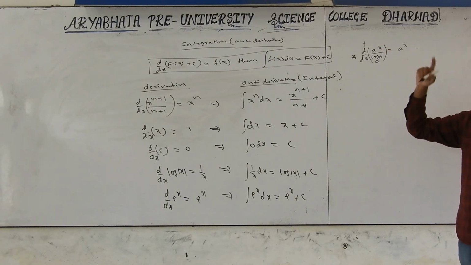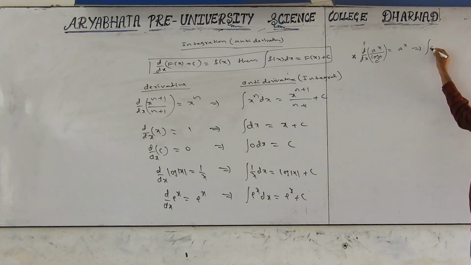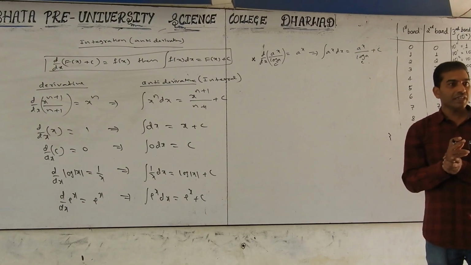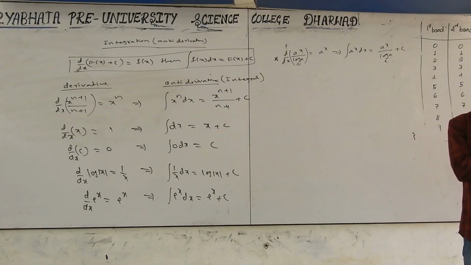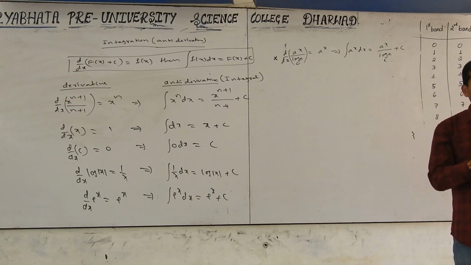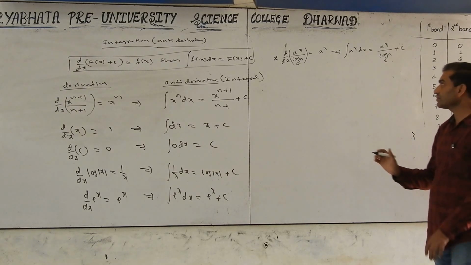Standard formula you have to create. Antiderivative of a power x dx equal to a power x by log a plus c. Are you following? A raised to x differentiation is a raised to x into log a. But integration of a raised to x is a raised to x by log a.